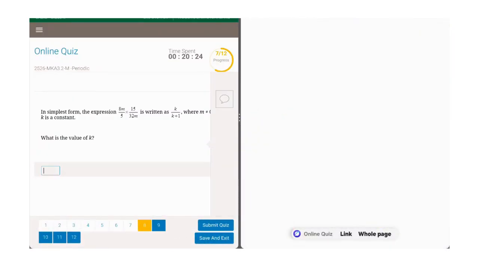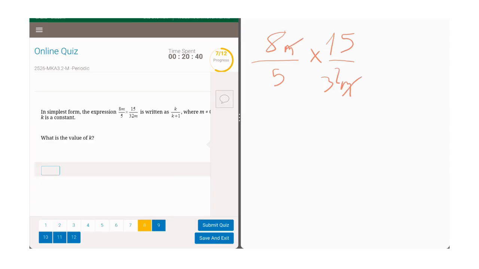This question is a lot simpler. We just have 8m over 5 times 15 over 32m. So we can cancel out m and m. 32 and 8 will become 1 and 4. 15 and 5 will become 1 and 3. So we're going to be left with 3 over 4.